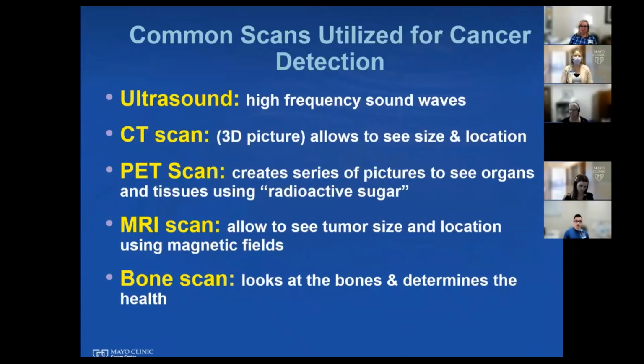Next, we have an MRI. An MRI uses non-ionizing radiation via magnets to create a cross-section of a patient. This is commonly done for brain cancer and soft tissue sarcomas. And then lastly, we have a bone scan. This can be used to detect any sort of cancer that started in the bones, like an osteosarcoma, or any type of cancer that metastasized or spread to the bones.